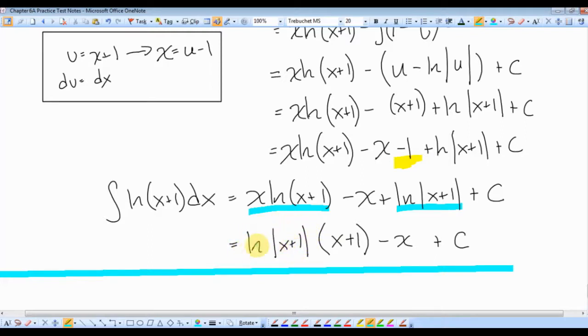If I multiply this, natural log of x plus 1, times x, what do I get? x ln(x plus 1), that's this one right here. If I multiply this times 1, what do I get? Natural log, that's this right here. This minus x is here. Oh wait, shouldn't that be x ln of the absolute value of x plus 1? Yes, it would be, but let's just let it go for now. Typically you can't do that.